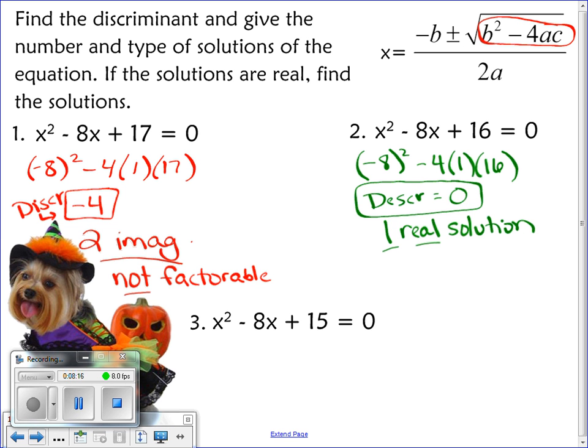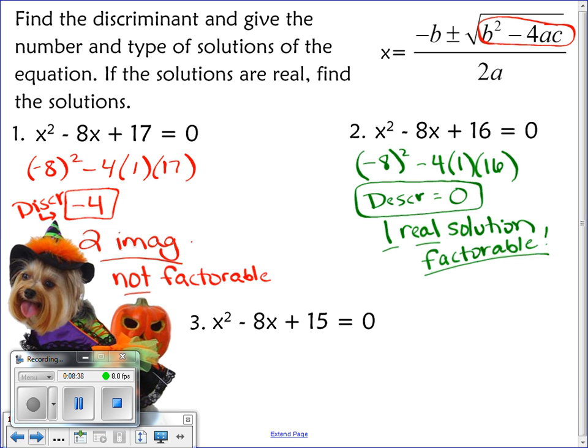Is that one factorable? Is 0 a perfect square? What's the square root of 0? So is it perfect? Yes. So this is factorable. Yay! Now it said if the solutions are real, I want you to find them.